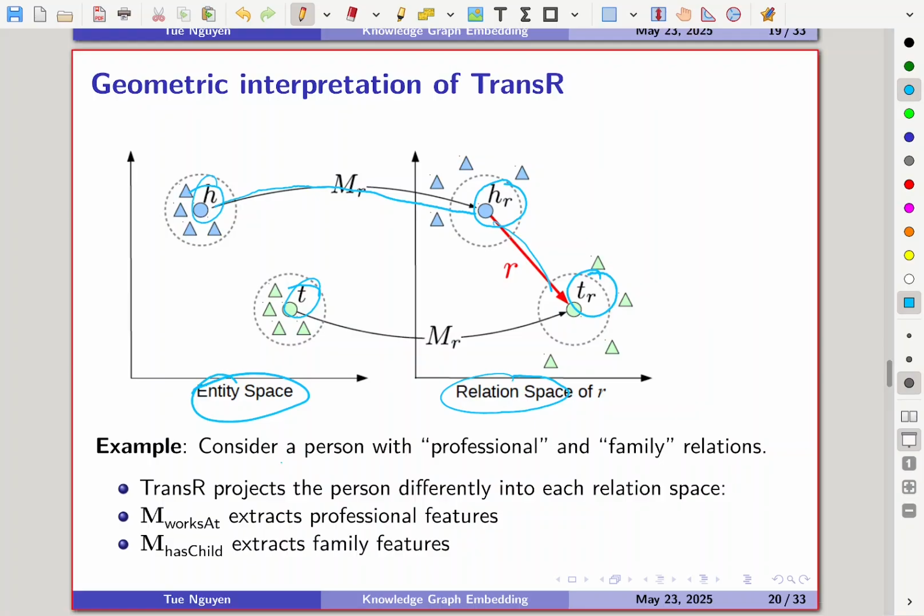For example, consider a person with two relations, professional and family. So for the same person, TransR can project the person differently into different spaces. When we apply the matrix works_at to a person, it will extract the professional features. But if we apply the matrix has_child to the same person, it will extract the family features, which can be very different from the professional features.